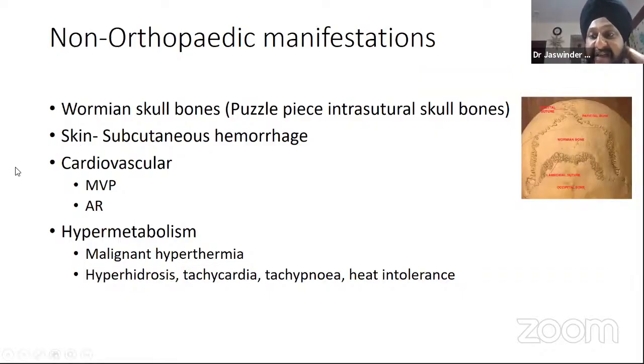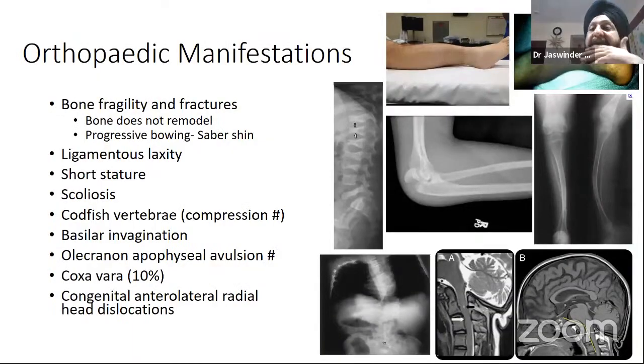There can be associated cardiovascular abnormalities like mitral valve prolapse and aortic regurgitation. This child will be much more prone to hypermetabolism, including malignant hyperthermia, hyperhidrosis, tachycardia, tachypnea, and heat intolerance. Coming to the most important aspect of our diagnosis, the orthopedic manifestations. We know that the bone is very fragile in these patients and they are very prone to fracture.